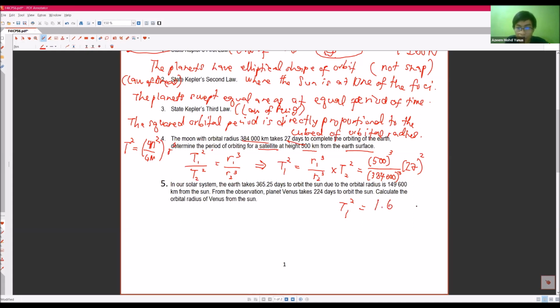1.61 times 10 to the power of negative 6. But this is not the correct answer. We have to take the square root. So square root of 1.61 times 10 to the negative 6. We will get 1.27 times 10 to the negative 3 days.